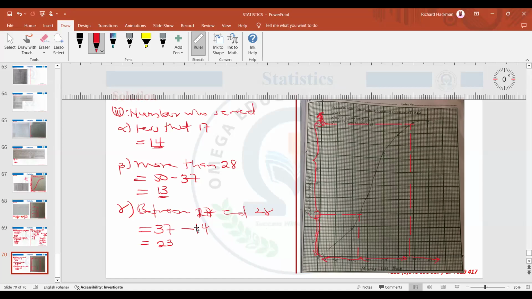Okay, now let's look at the next set of questions, which will be similar anyway. I will leave that one with you as your assignment. You use the same graph. From your curve, find the number of people who scored at most 13. You should know that at most is the same as what?